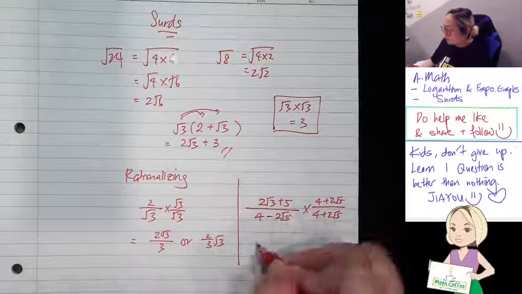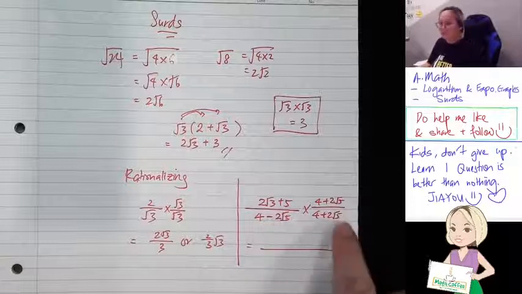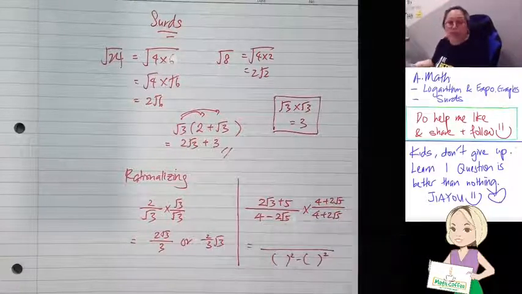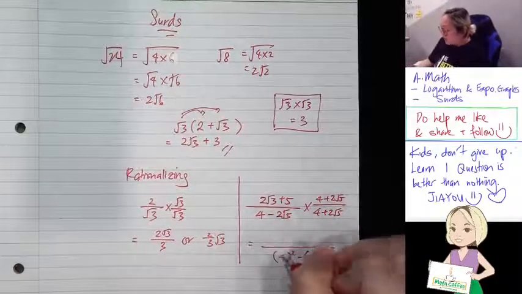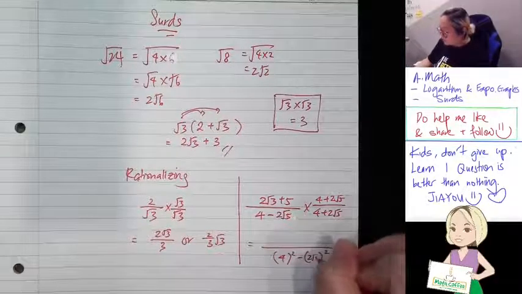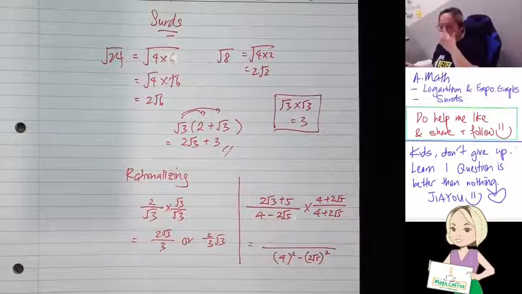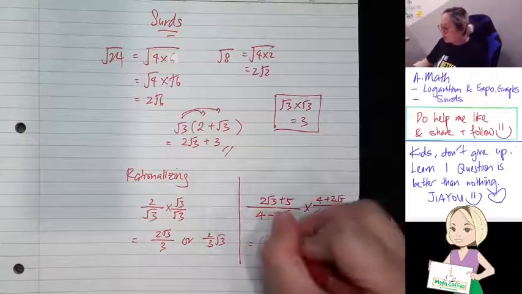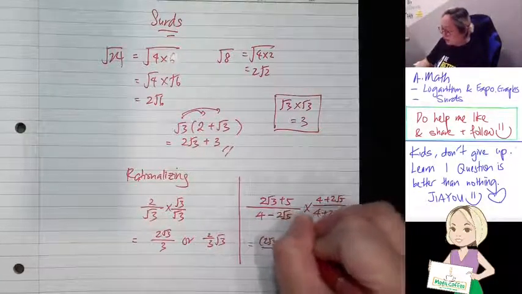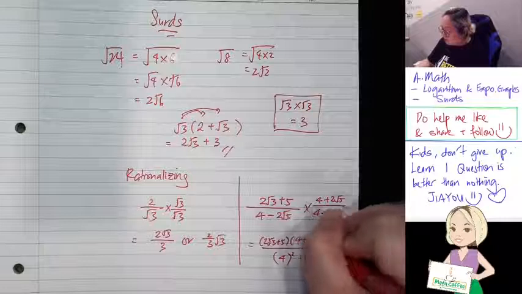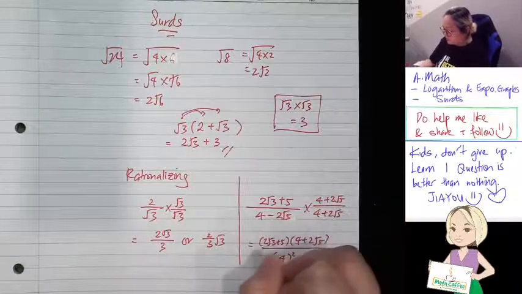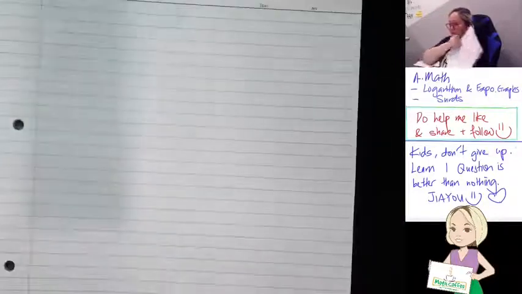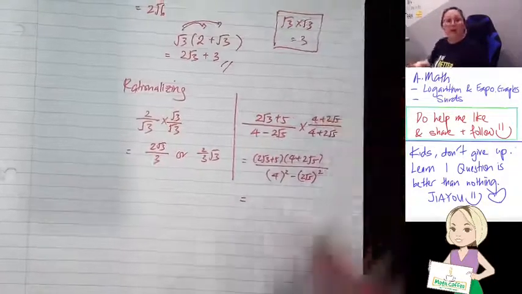Then, look at the denominator. It is actually a minus b, a plus b. So it is just a square minus b square. So my a, of course, is 4. My b, for this case, is 2 square root 5. Then multiply the top. So it's actually 2 square root 3 plus 5 multiplied with 4 plus 2 square root 5. Right? And we need to simplify the top.